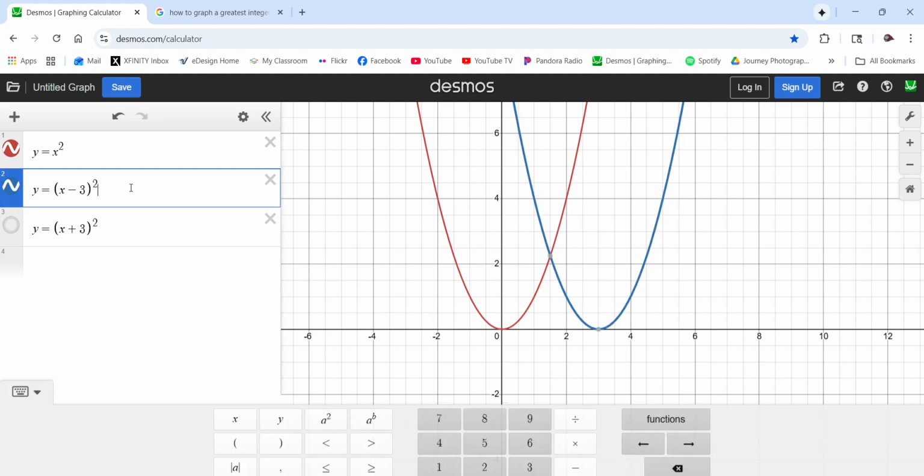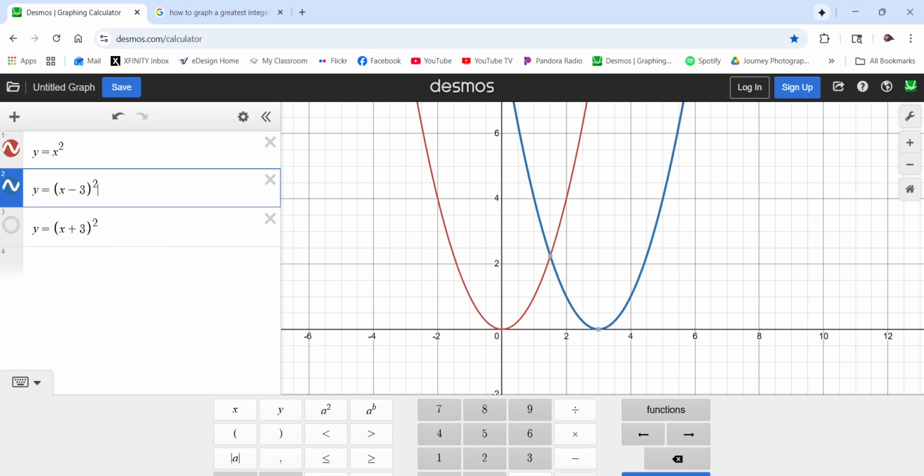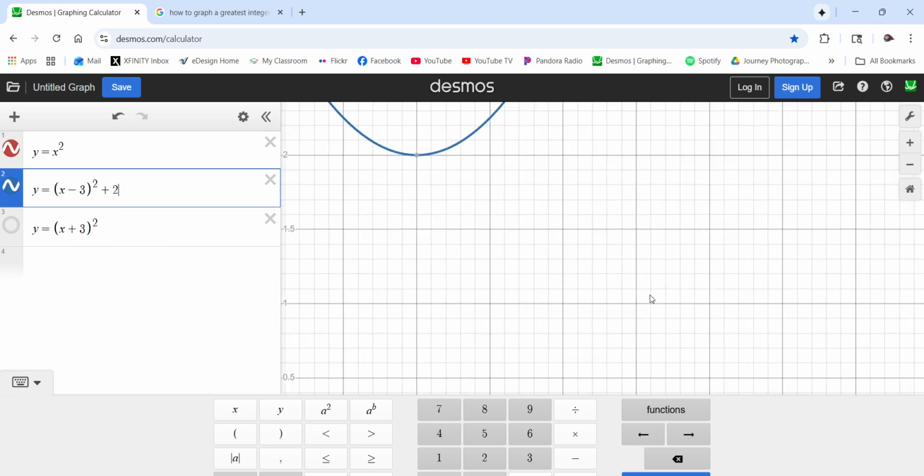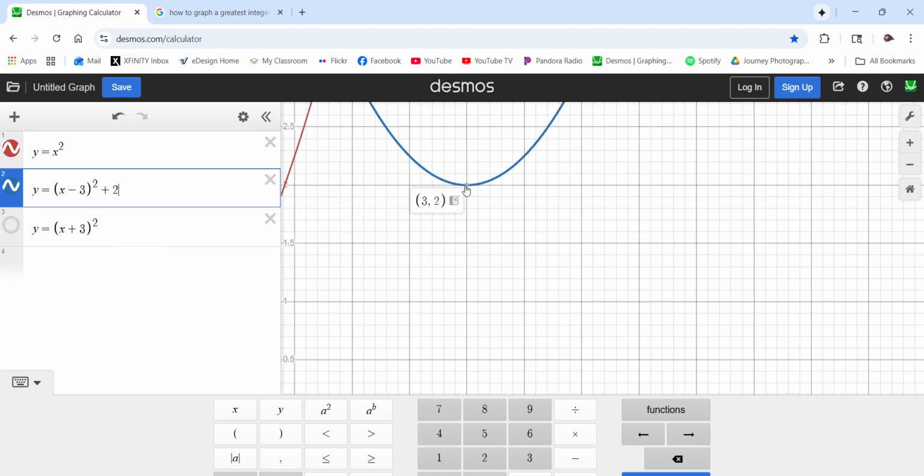And let's go to the blue one and put a plus, let's not go too far, let's just go plus 2. So what do you think that's going to do to the blue one? It's going to make it go up 2. So look what it did. This went to the right 3 and up 2. So really that point is where? It's at 3, 2. Everybody see that? So you could always tell the vertex just by looking at the equation. You can just look at this and say, what is the vertex? It's 3, 2. Does it make sense?